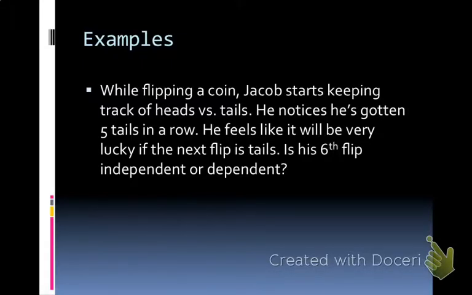When flipping a coin, Jacob starts realizing that he starts to keep track of his heads and tails. He notices he's gotten 5 tails in a row. He feels like it will be very lucky if the next flip is tails. Is his 6th flip independent or dependent on the flips that came before? Well, if we think about the probability of flipping and landing on heads or tails, the probability of that is 1 out of 2 for either one. These are actually independent events, because every time I pick up the coin, I still have a 50% chance of getting one or the other. So, independent.